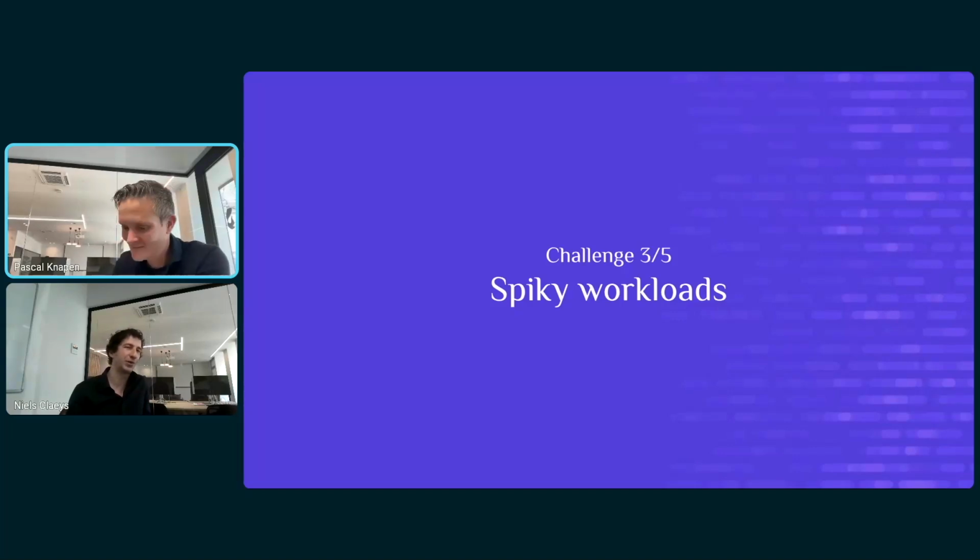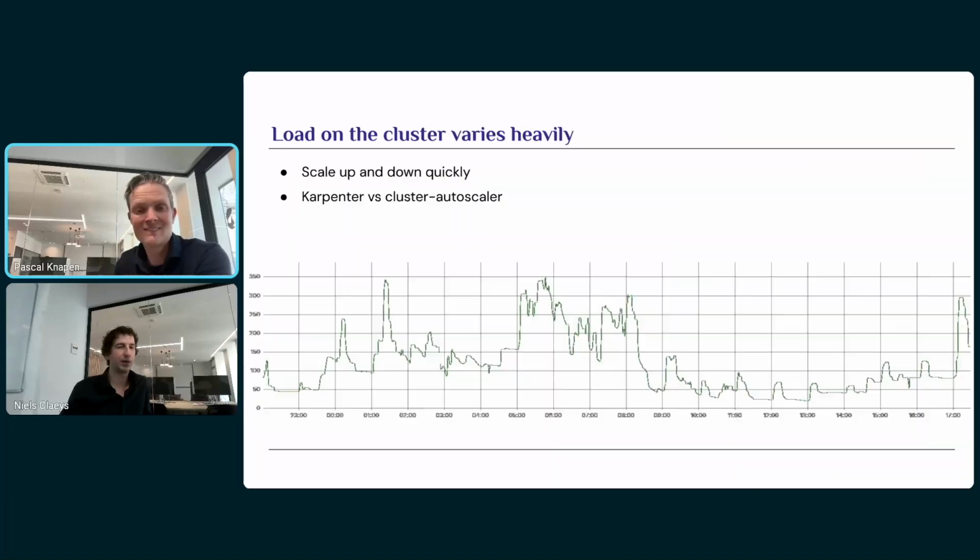A third and major important topic is how do we deal with spiky workloads? We've mentioned it before. In batch processing, you have quite spiky workloads. This is an illustration of an average customer of ours. And you see that there is typically a factor of 10 difference between their lowest usage for their cluster and the peak. Here it's between 40 and 350 nodes, and that fluctuates quite heavily during the day.